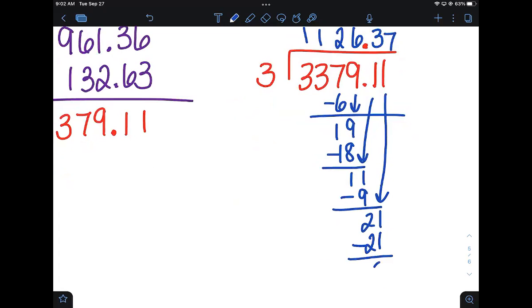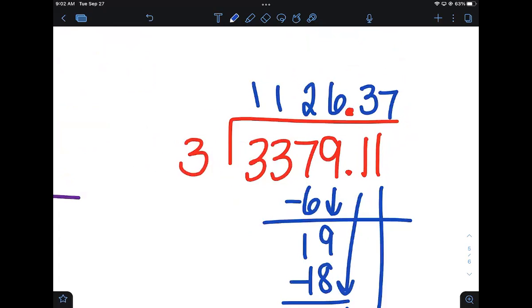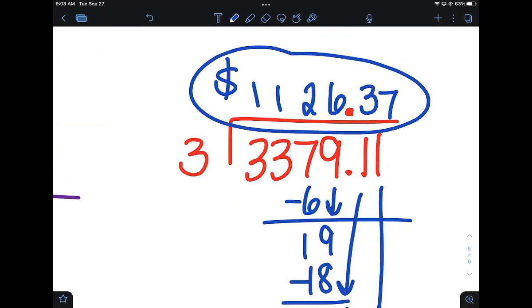If it didn't give us a remainder of 0, I'd have to keep adding zeros. But this is money, and money always uses 2 decimal places, so it makes sense that we'd stop here. So 1,126.37 what? Dollars. Now we are done.